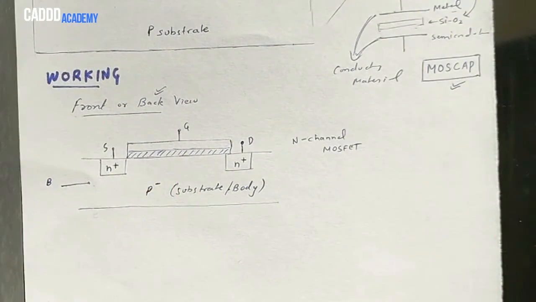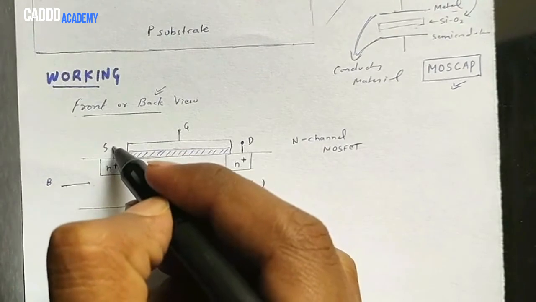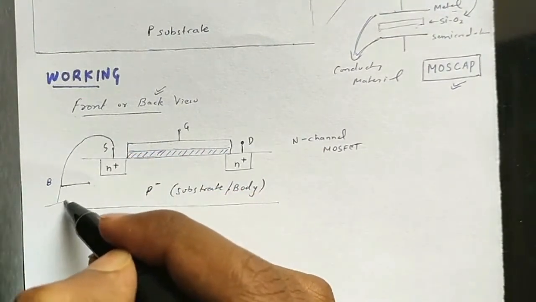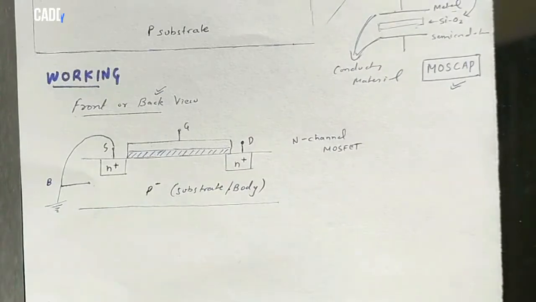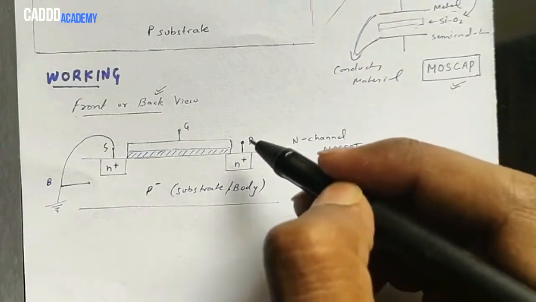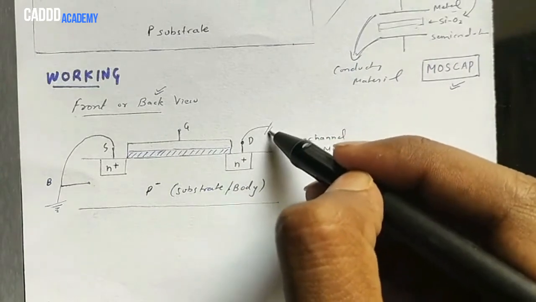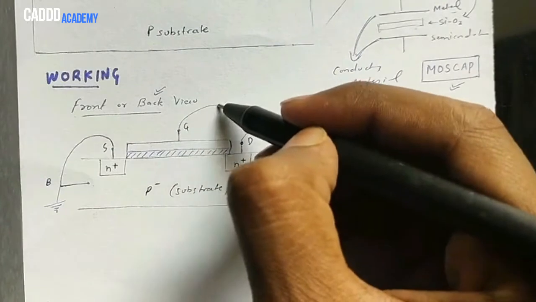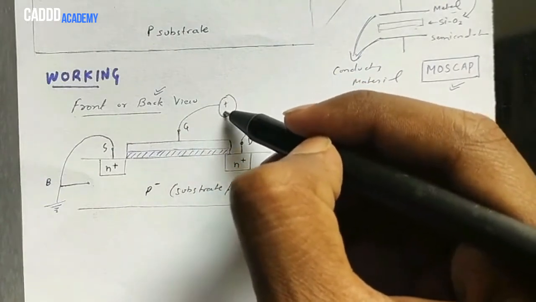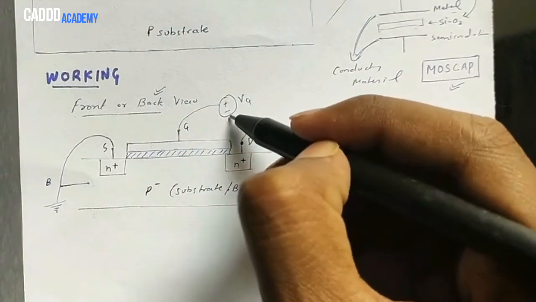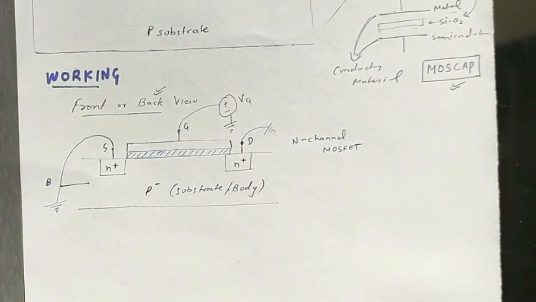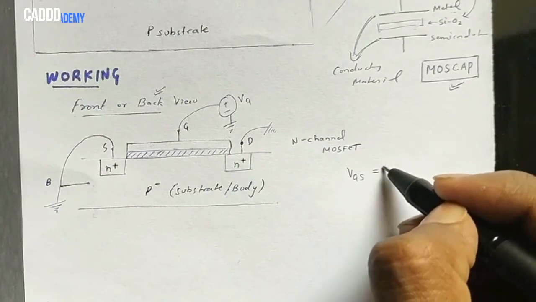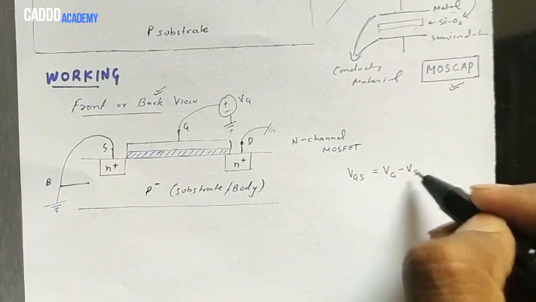Now, except for the gate terminal, we will apply 0 volts to all the other three terminals. So the source, drain and body terminals, we will apply 0 volts there, or we will connect them to the ground. At the gate terminal we will apply a voltage, and that voltage is VG. Let's say we have a VGS voltage. So VGS is VG minus VS.